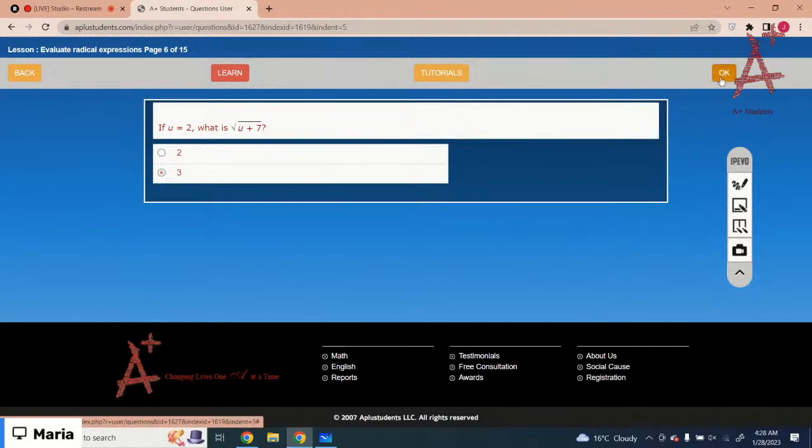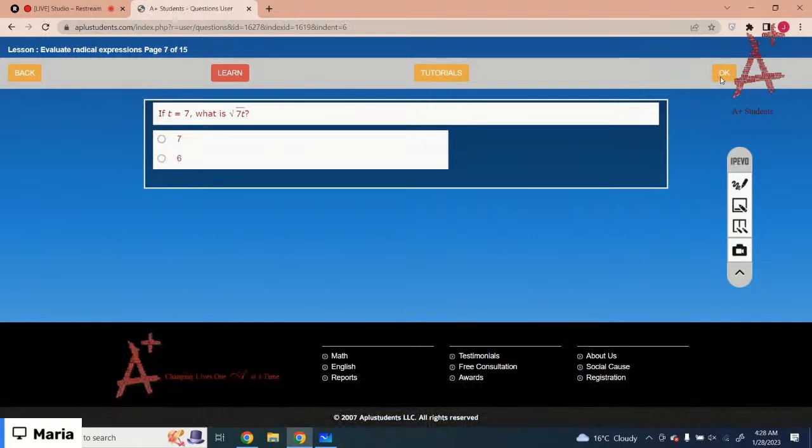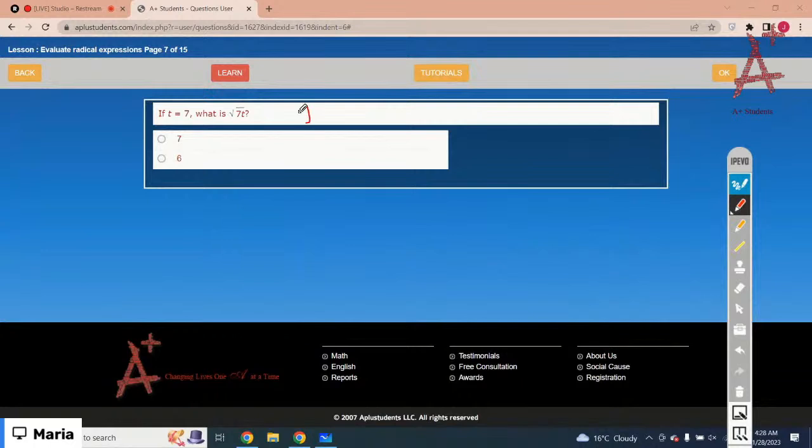Okay, the next one is if t equals 7, what is the value of square root 7t? So just replace the t with the value. It would be 7 times 7. You can write it as 7 squared. So the square and square root cancel out each other. You are left with 7.